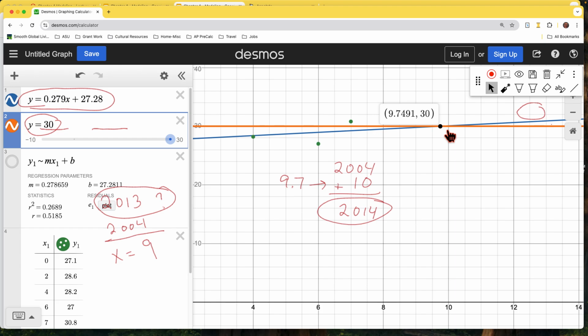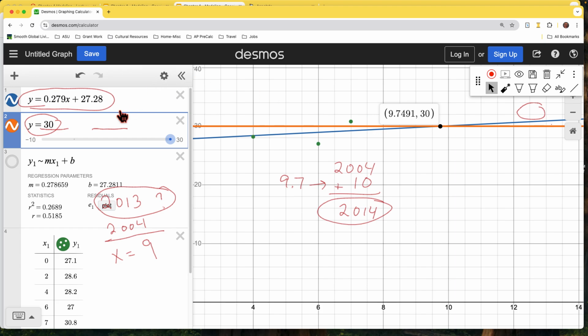Again, you could have done algebra. You could have put 30 in for y and solved the equation. That's how the textbook teaches you how to do it. With this system, it's a lot easier to me to just put y equals 30, or whatever it is, and then go find that intersection. And the other thing is you're seeing it graphically.